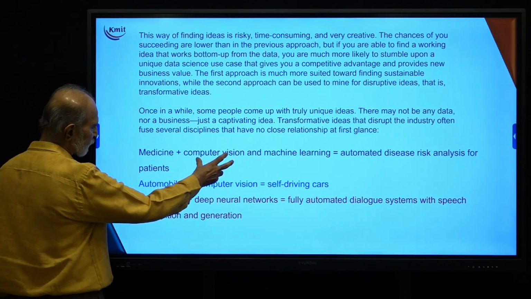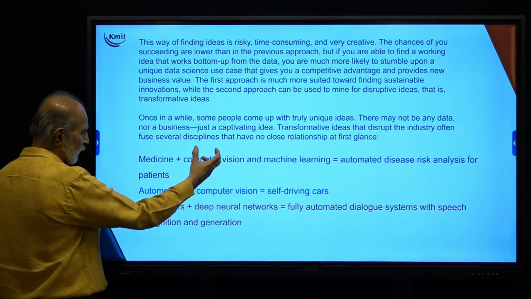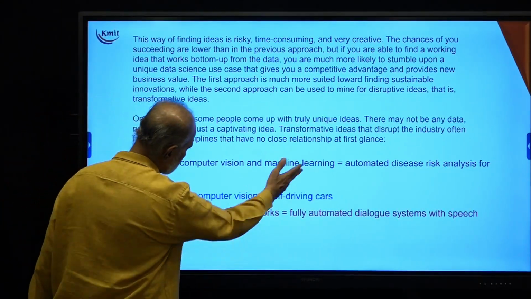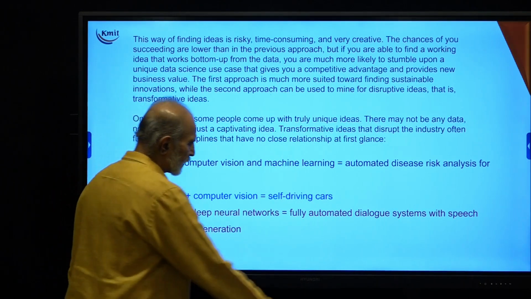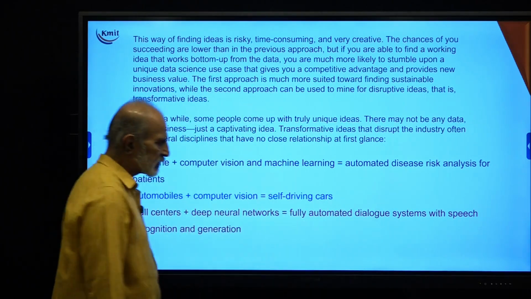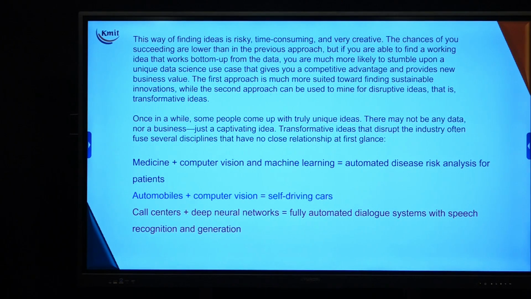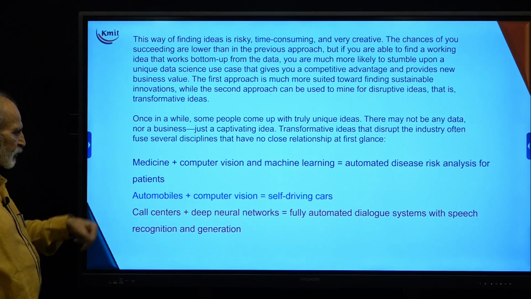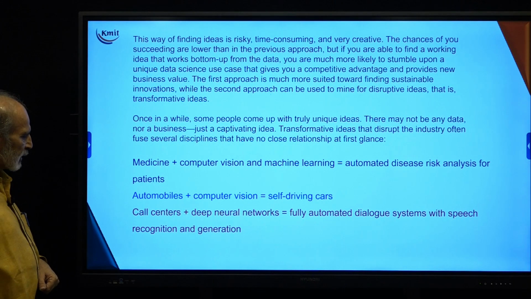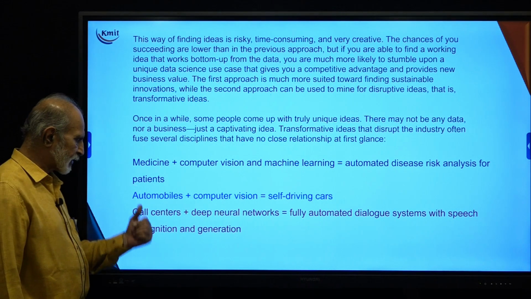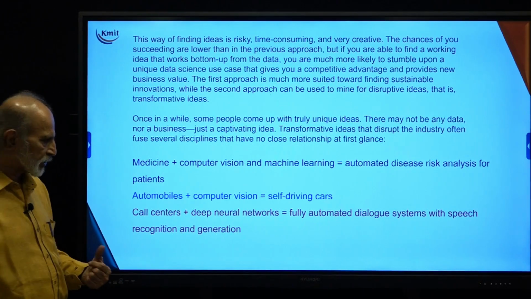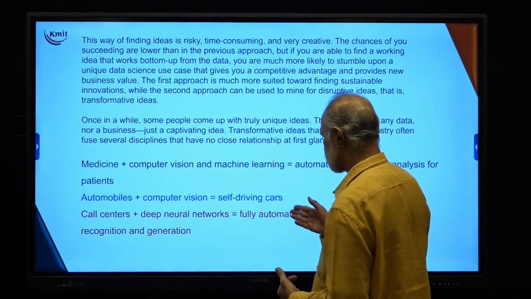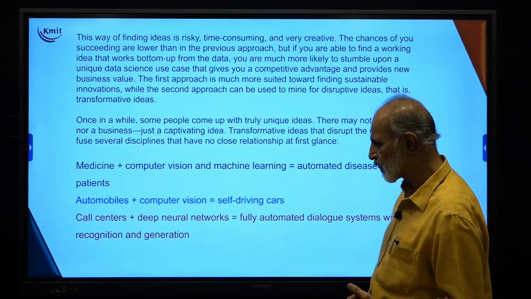I have a computer vision system to identify the problem in the images, bacterial infection and all those things, and I use a machine learning algorithm. What is the outcome? The outcome is an automated disease risk analysis for the patient. So this will be a very fruitful idea for medical professional people. A second idea could be the automobile industry along with the camera and computer vision. So I can have a self driving car, which is very well known to all of us.